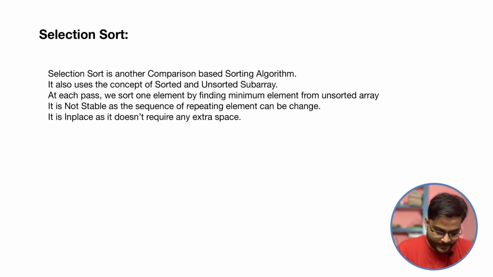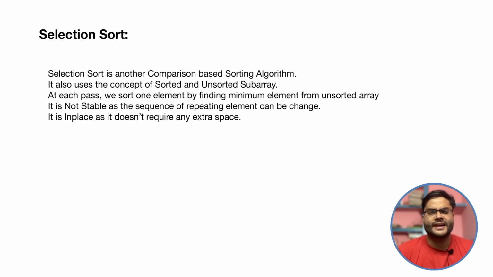Now, this is the interesting part. It is not stable. What does it mean? See, we are checking the minimum in our whole array. So the sequence of repeating element can change, right? So it is not stable. Now it is in place. Why? Because we are not using any extra space, right? So in selection sort, it is not stable and it is in place, right? These two things you need to take care.